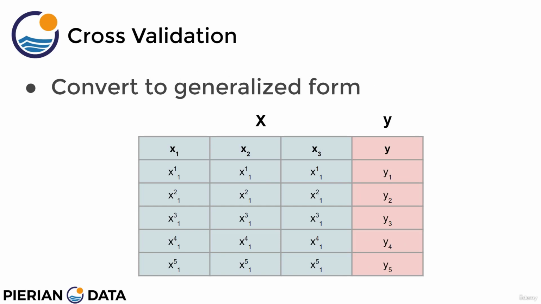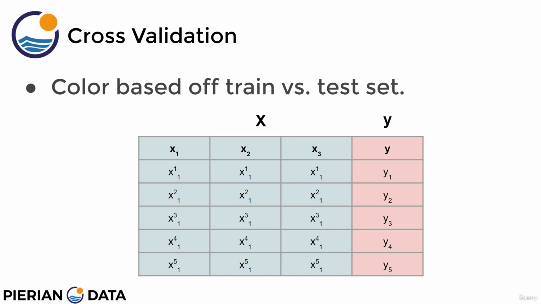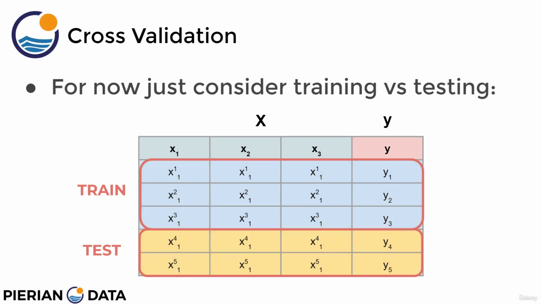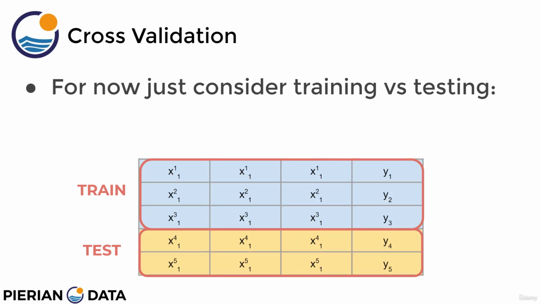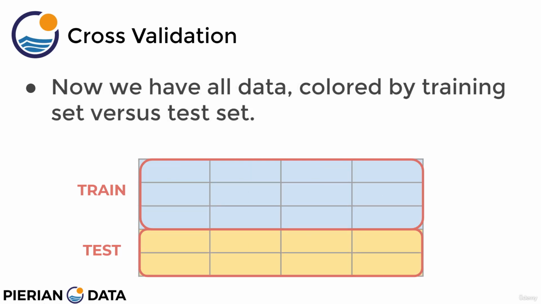We have the features, we have the label. And instead of coloring based off feature and label, I'm going to color off of train versus test set. So select some of it to be a training set, select some of it to be a testing set, and then color them. For now, I just want to consider the idea of data for training versus data for testing. I'm just considering all the data, both the features and the labels. So let's go ahead and get rid of the column labels for X and y. And right now, I'm just considering I have all this data colored by training set versus test set.